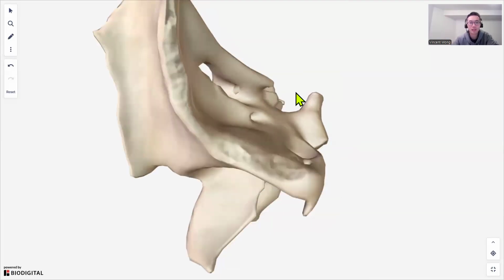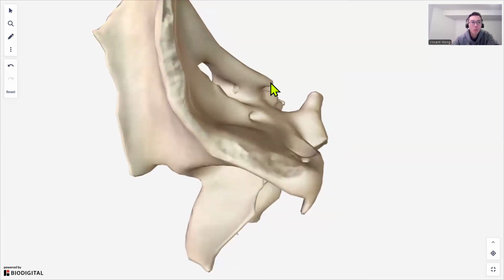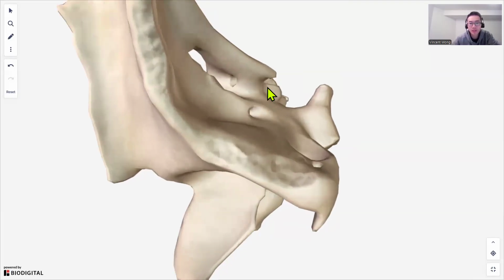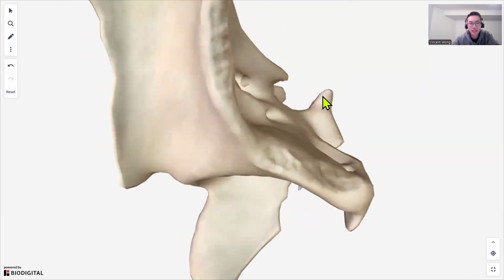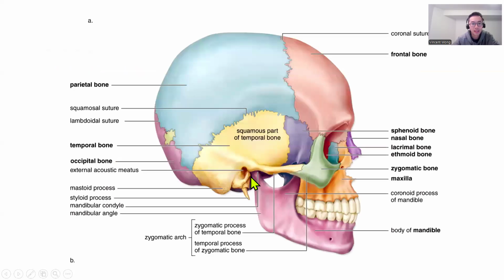Now, if you look at the top of the sphenoid bone, there is a little pouch there, a little indentation. What brain part do you think sits in this? This is called the sella turcica. I think that's how you pronounce it. It's in the notes. Let me show you. Right here.